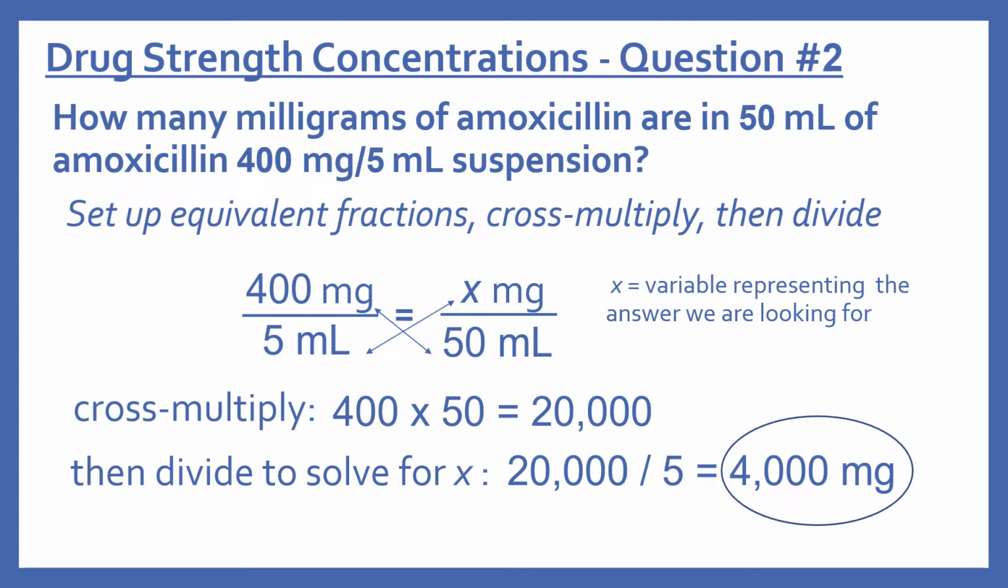We'll cross multiply, so 400 times 50 equals 20,000. And then we'll divide to solve for X. 20,000 divided by 5 equals 4,000. So that's our answer. There are 4,000 milligrams of amoxicillin in 50 milliliters of an amoxicillin 400 per 5 suspension.